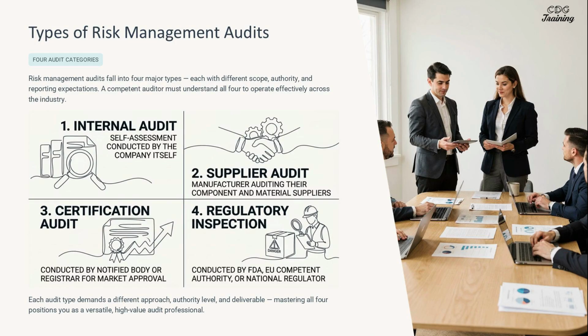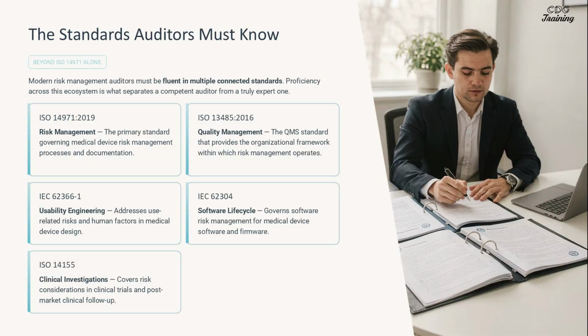Risk management audits come in four major types: internal, supplier, certification, and regulatory inspections. Mastering all four is essential for effective audits across the industry. Modern auditors must be fluent in multiple standards like ISO 14971:2019 and IEC 62304. Proficiency in these frameworks is what sets a competent auditor apart.